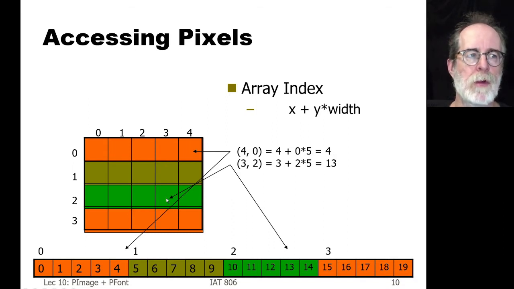If I want this one right here, that's column 3, row number 2, so that's 3 plus 2 times 5 equals 13, and that's that one. And you can see that's 5, 10, 11, 12, 13. So anyway, that's basically how to do this accessing.